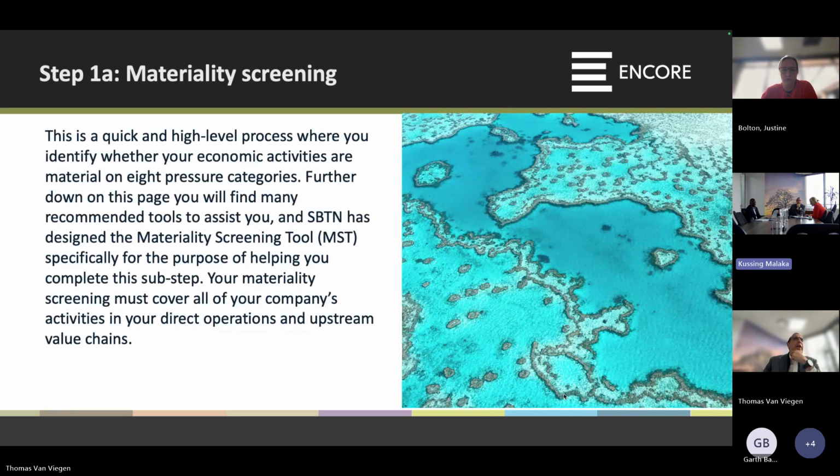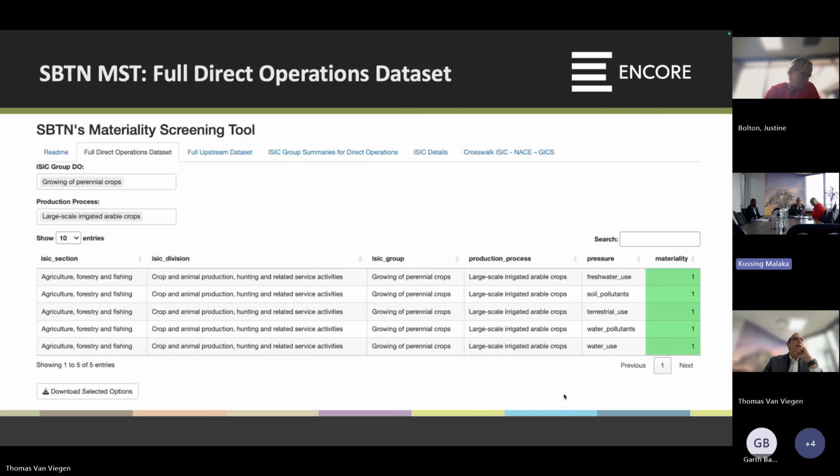So what is a materiality screening? It's a quick high-level process where you identify whether your economic activities are material on those 8 pressure categories, and those 8 pressure categories have been defined by the ENCORE tool, and we'll look at that as well. So this is the interface on the SBTN's materiality screening tool dashboard.